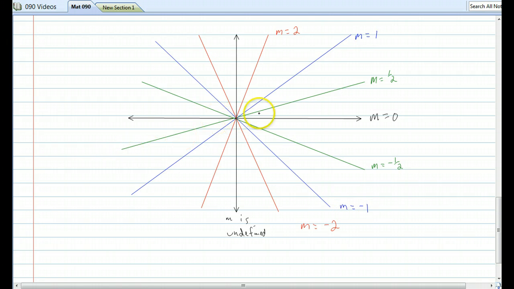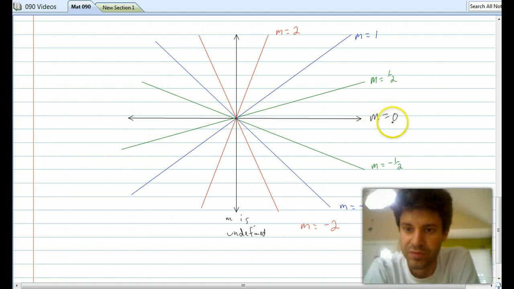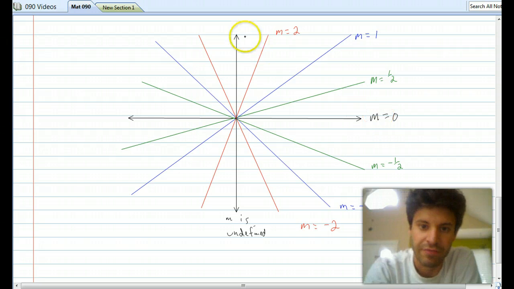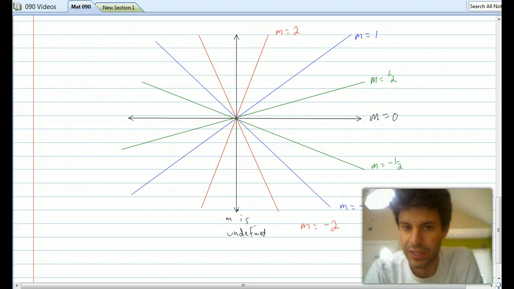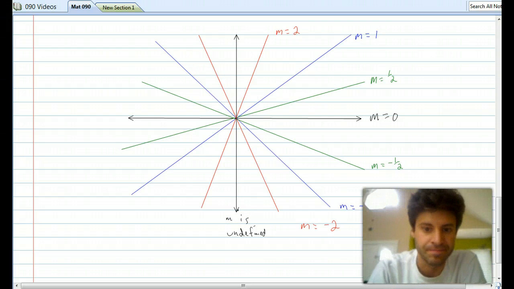As the angle sort of gets smaller, as the line becomes less steep, the slopes get smaller. Here we have a slope of 1/2 and a slope of negative 1/2. Now something you haven't seen yet, any horizontal line will have a slope of 0. And any vertical line actually has an undefined slope. Its slope would be infinite, so we call it undefined.